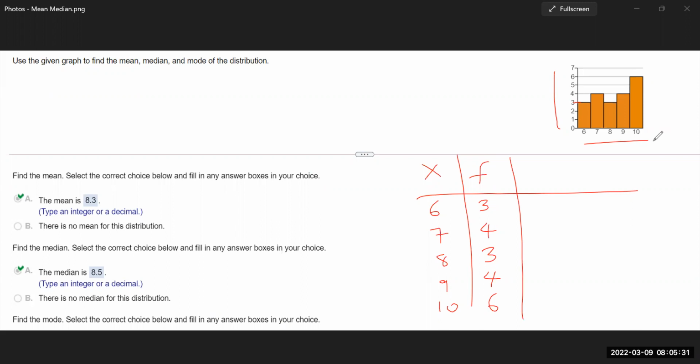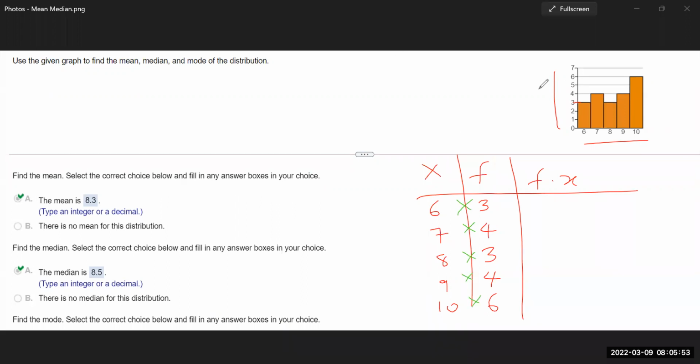Now, to find the mean, we have to do F times your X. All right, so now let's do that. So we're going to do a product here. So basically we're going to do this times that, this times that, that times that. Okay, so let's do that.